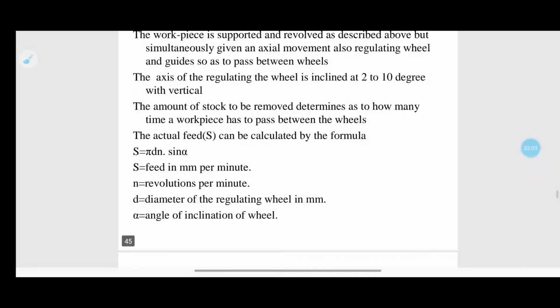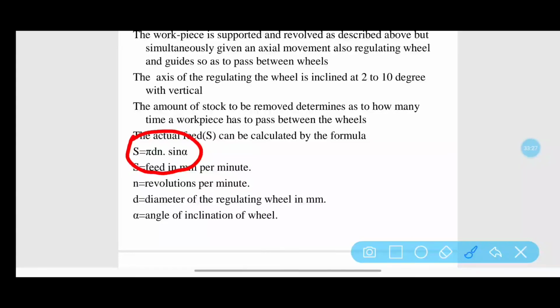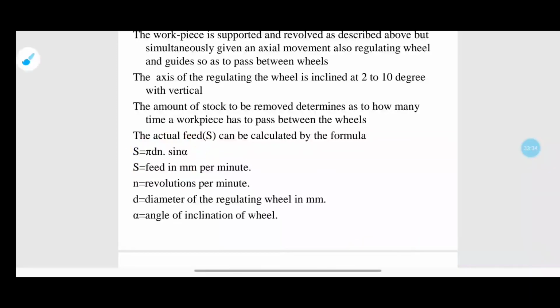So the actual feed can be calculated by the formula S = π D N sin α, where S is the feed in mm per minute, N is the revolutions per minute, D is the diameter of the regulating wheel in mm, and α is the angle of inclination of the wheel. So this is the formula in order to calculate the actual feed.